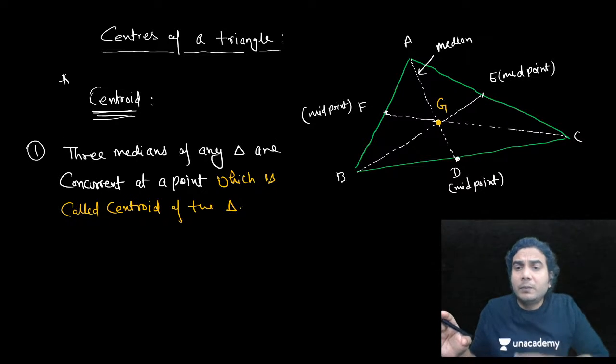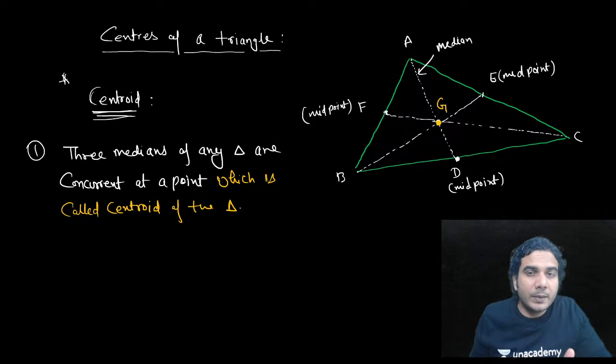Generally, you'll see in most of the books, centroid is represented by G. You can take C also, though C we generally use for circumcenter. All right, so centroid, first point.